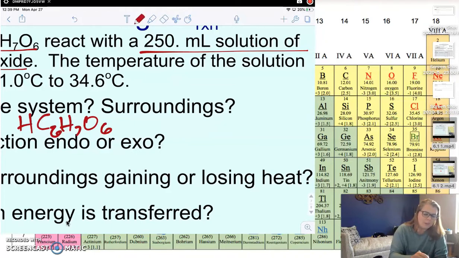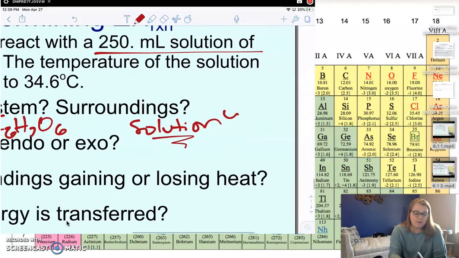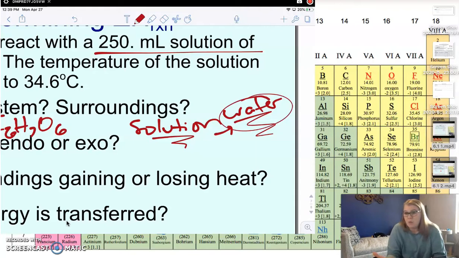One of the key words here is solution. If this is a solution, it's dissolved in water, right? That's something to be aware of. When something's in a solution, that means it's in something, it's in water, basically.